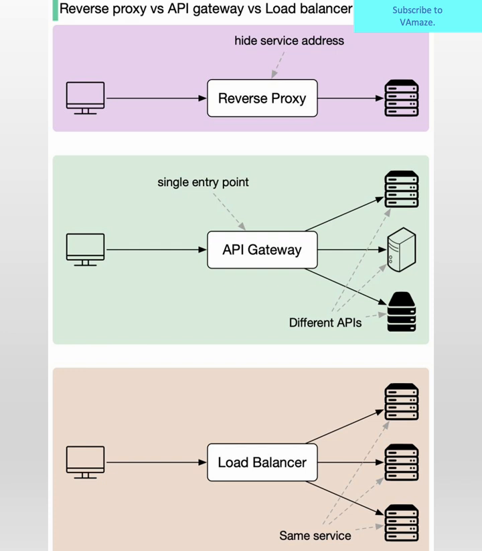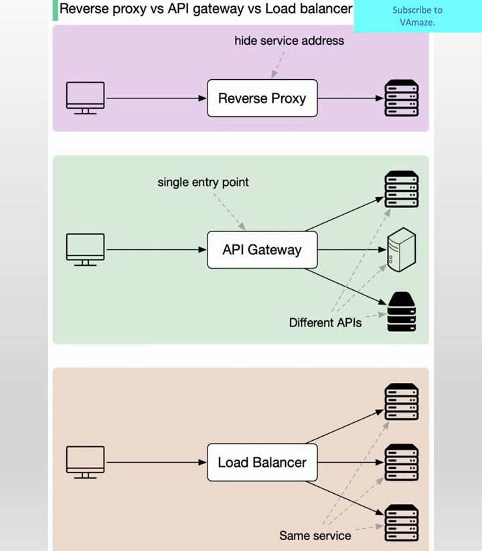Advanced capabilities. Request transformation. Modify requests before forwarding them to backend services. Response aggregation. Combine responses from multiple backend services into a single response. Protocol translation. Convert between different communication protocols, REST to SOAP, HTTP to gRPC. API versioning. Route requests to different API versions based on client requirements.